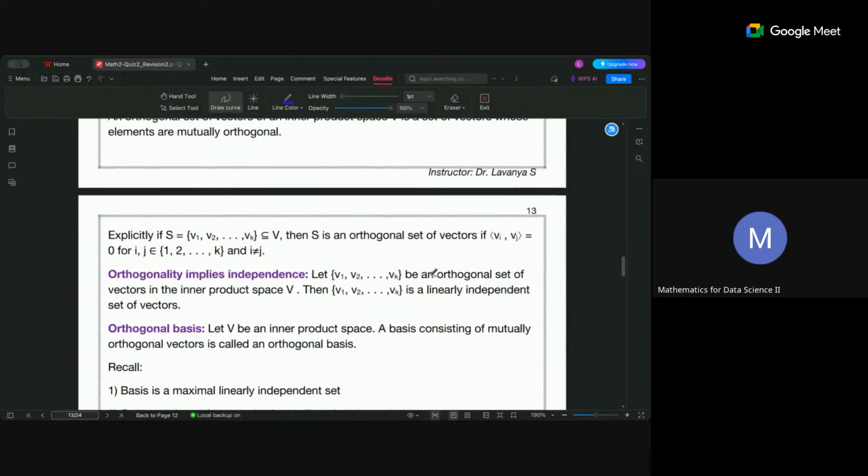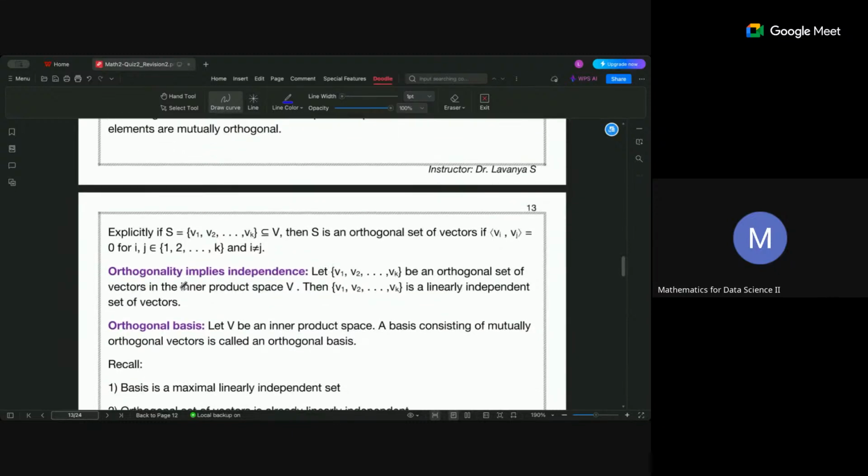Okay. So, what orthogonality implies independence, I have already explained it to you, I guess. Orthogonality means vectors are at a 90-degree angle. So if vectors are in different directions, you already know that they are independent. So orthogonal vectors are always linearly independent.